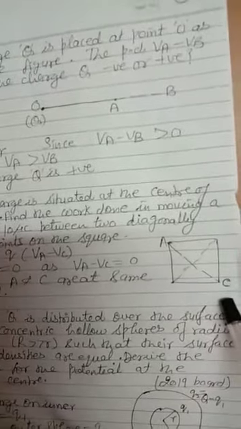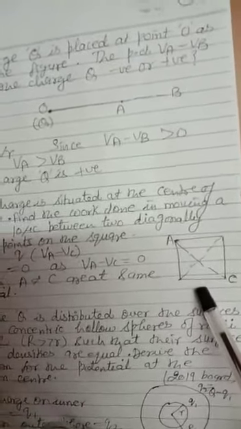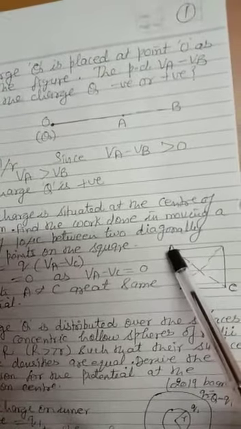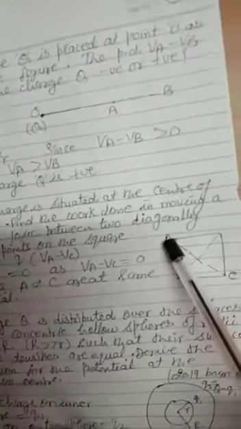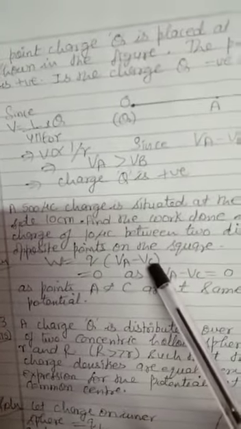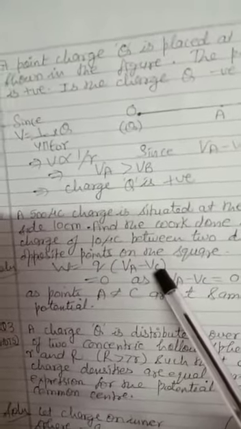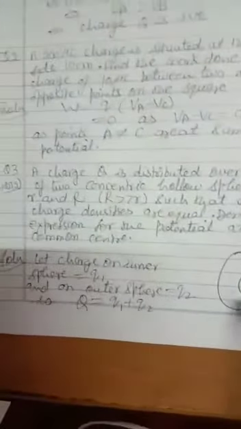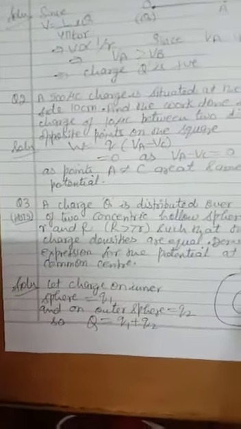Now if you see the diagram carefully, from the center the distance of A and C is equal, and that is half of the diagonal. It means points A and C are at the same potential. It means the potential difference between A and C is 0. Now work done is given by Q into potential difference. Since the potential difference is 0, in this case the work done in taking the point charge from A to C will be 0.